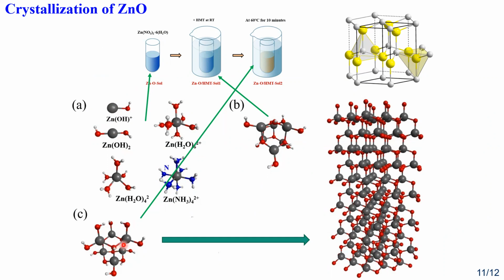Once the zinc complex has this structure, it immediately changes into, or forms, zinc oxide. So this is a seed of zinc oxide that we found from this study.